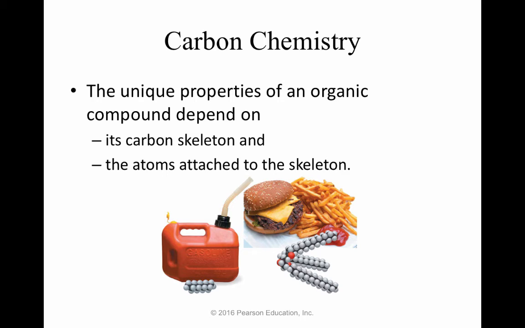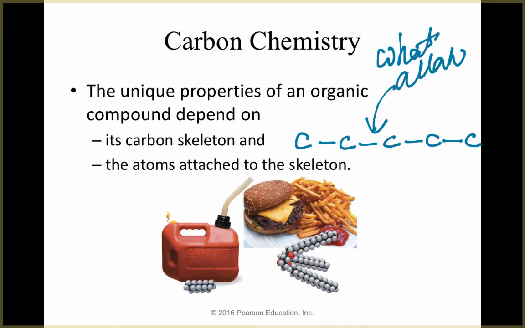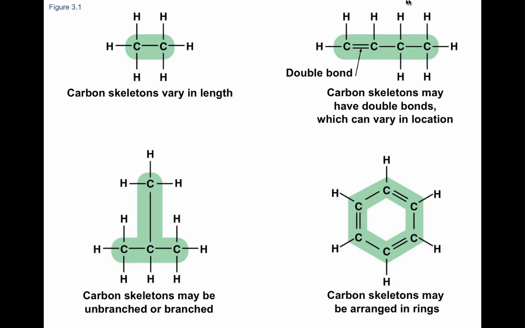So carbon chemistry is interesting, right? It has unique properties of an organic compound, but it depends on if you have a carbon skeleton, which is just a bunch of carbons. So what do we mean by carbon skeleton? Well, you're going to have a bunch of these guys lined up over and over and over. And essentially, its unique property depends on how many carbons you have and what is attached to it. Right? And so that's what we're going to look at as we go through here. And it's a pretty cool thing.